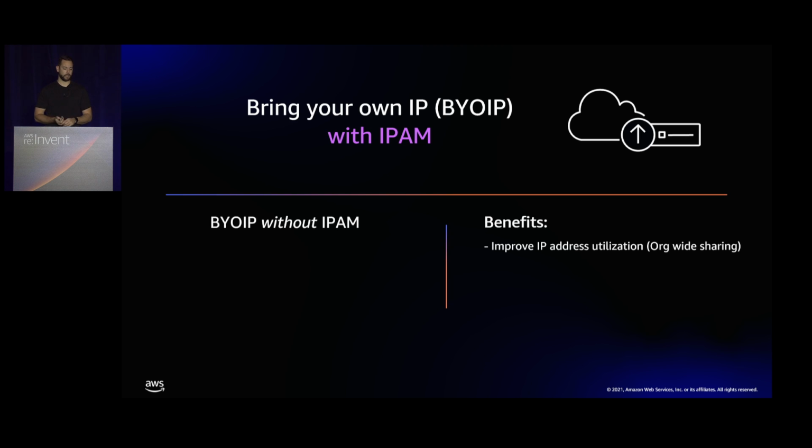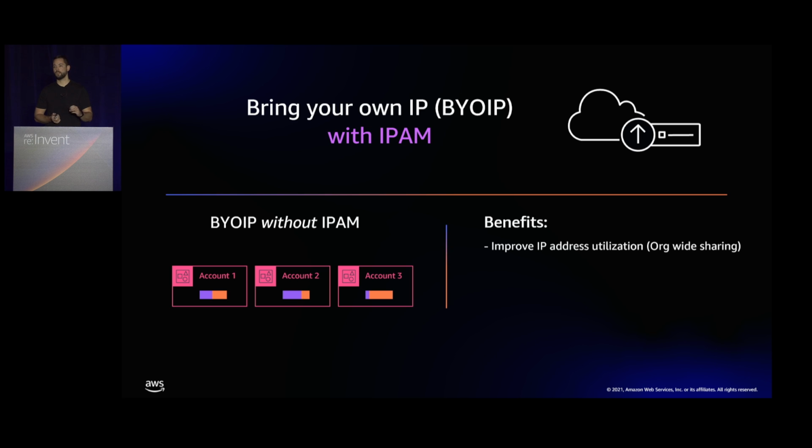So what it basically looks like here is, without IPAM, you would bring an address range to an account. Within that account, you would then deploy a VPC or use those public IPs from your public pool, et cetera. But you'll notice here we've got different utilization in each of the accounts because each account has its own pool.